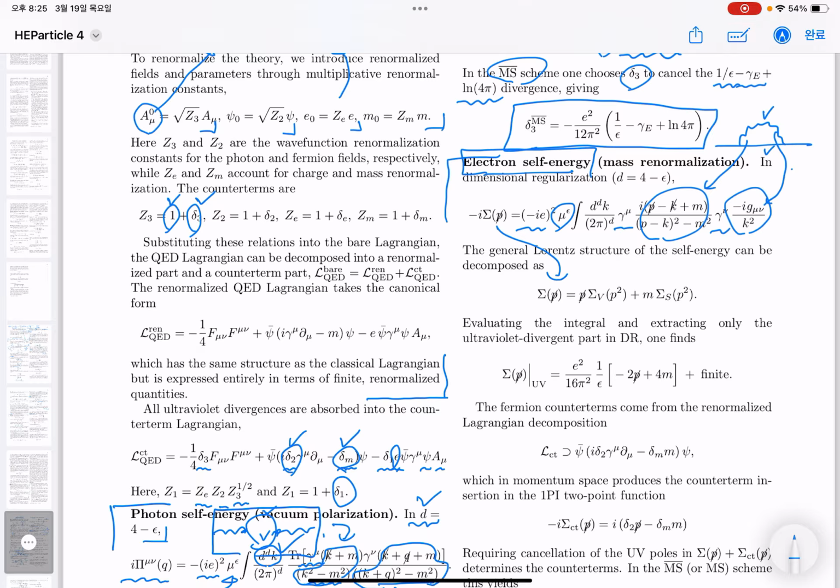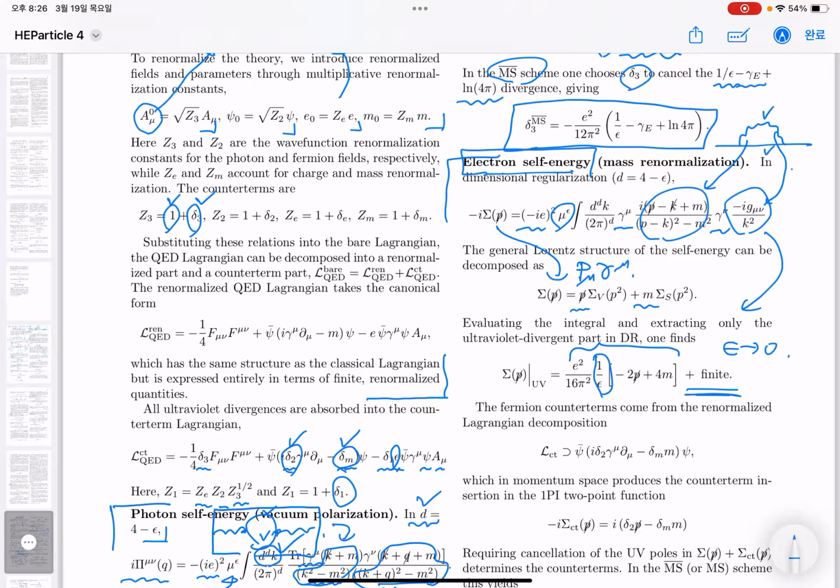This one-loop self-energy can be decomposed into the p-slash term, which represents the contraction between the momentum and the gamma matrix, and the mass term. By evaluating the integrals with dimensional regularization, one can extract the UV divergent part, which goes like one over epsilon as we take the epsilon to zero limit, and the remaining finite part is a constant.